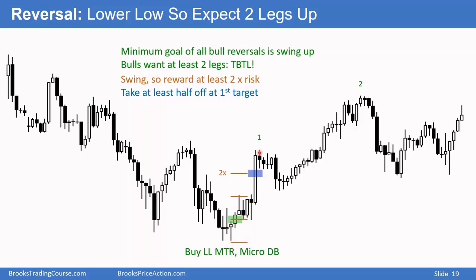After this strong breakout, this then becomes a major higher low. After this strong breakout, this is the major higher low. After this breakout, traders move their stop to just below this low, the most recent major higher low.